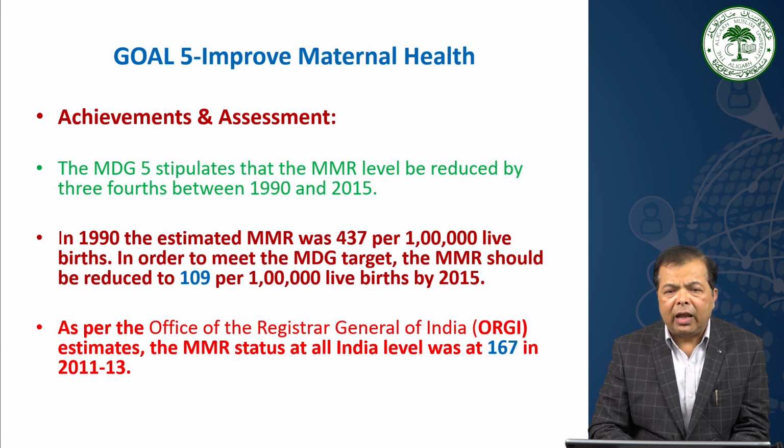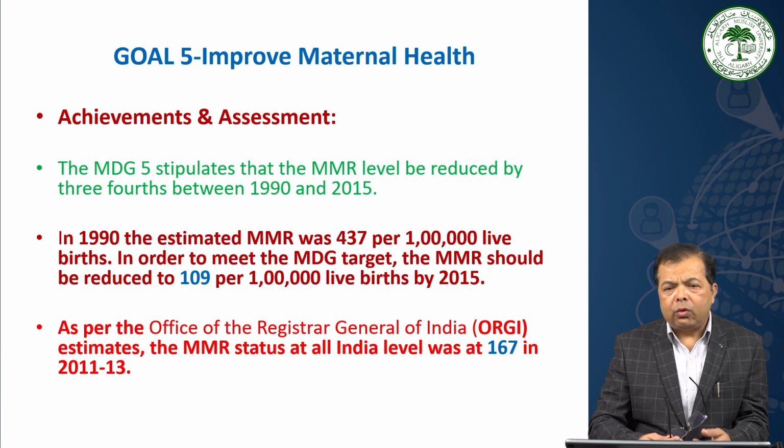In order to meet the MDG target, the MMR should be reduced to 109 per 100,000 live births by 2015. So the target was to reach the number 109. Now, what is the achievement? As per the Office of the Registrar General of India estimates, the MMR status at all India level was 167 in 2011-13. So there are two situations.